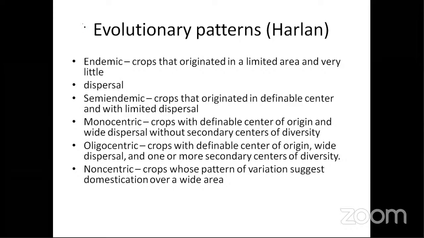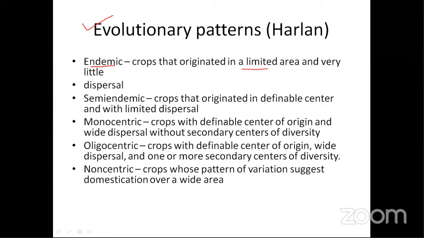And this point might be new for you, because I have collected it separately. It is not present in either of your textbooks. So here it tells how the diversity of a crop will be found. Some crops might be endemic. Endemic means that the crop will be limited to a particular area, and its cultivation and everything will remain in that particular area only. And semi-endemic means it originated in a particular center, but it has had some sort of dispersal.